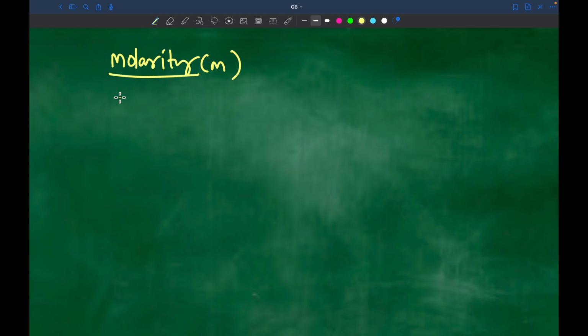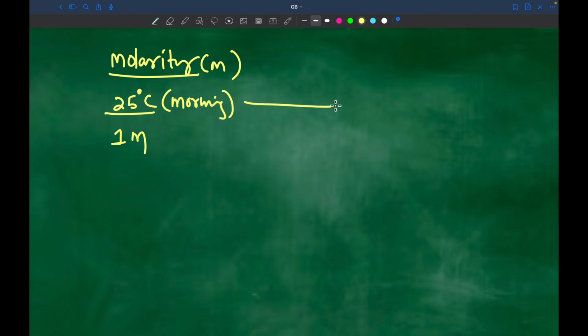For example, at 25 degrees Celsius we have prepared a 1 molar solution. In the morning we have prepared it. In the morning the temperature is mostly 25 degrees Celsius where we are. In the afternoon, yesterday it reached 45 degrees in Nizamabad. Temperature has increased by 20 degrees Celsius.